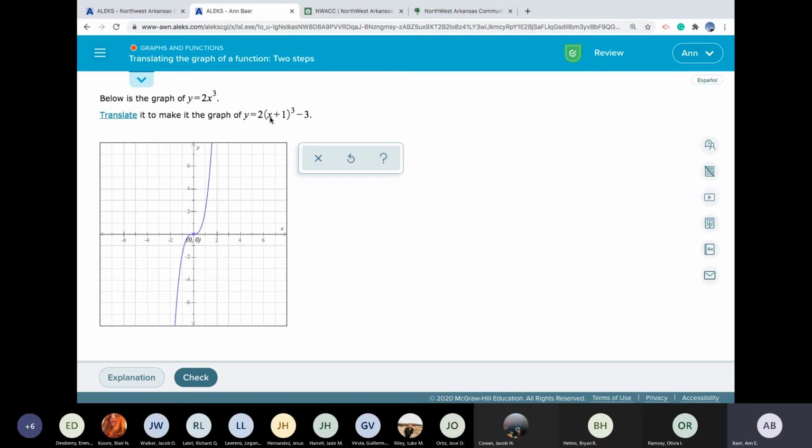So what do we do first? PEMDAS tells us we look in here. We are taking this x and adding 1 next door to it. So that works opposite of what we would think. So we are going to go this direction, to the left 1 unit. And then the cube's already here, so we ignore that. We don't really deal with that in this topic. And then we're subtracting 3 down the street. That works like we think, so we need to go down 3 units.